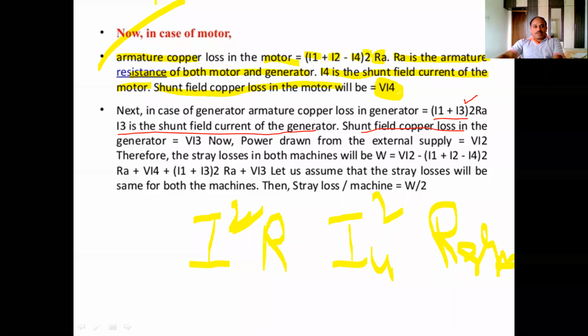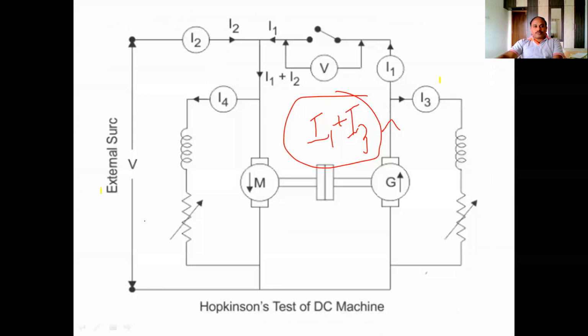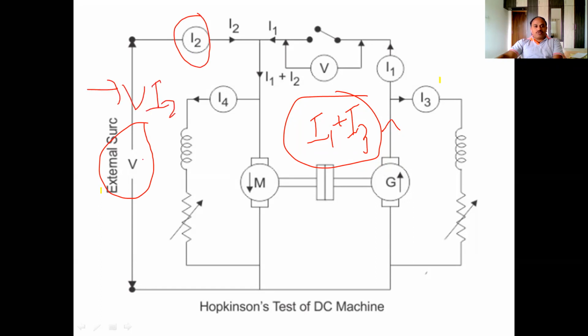Shunt field copper losses: the voltage is the same in all three cases, the generator, the supply voltage and the motor voltage. So the shunt field copper loss equals voltage into current. Next, the power drawn from the external supply is V into I2. This is the voltage and this is the current. So power taken from the external source means this voltage into this current.